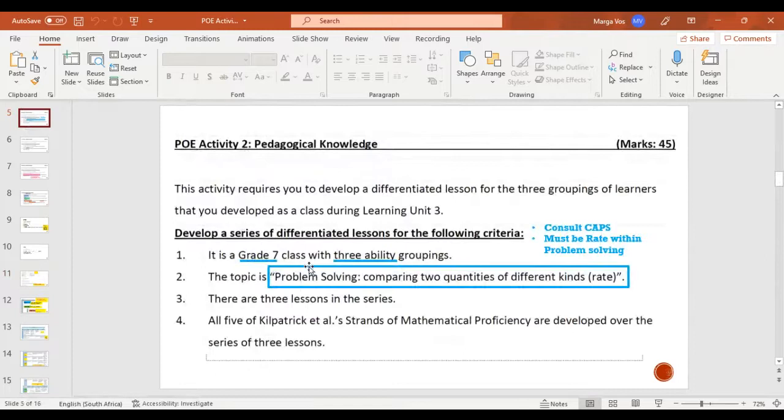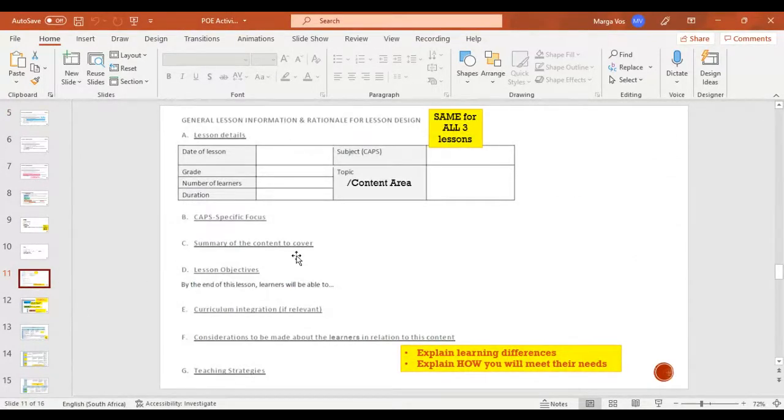Let's just go back to that. Comparing two quantities of different kinds, and it will be rate. So if you are going to do, say for instance, speed, you can also include which topic you have used for speed. So you really have to consult your CAPS document.